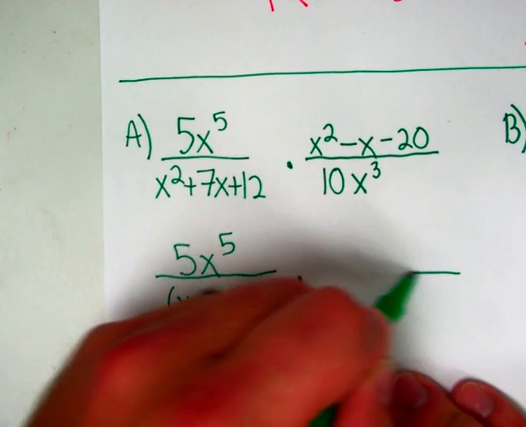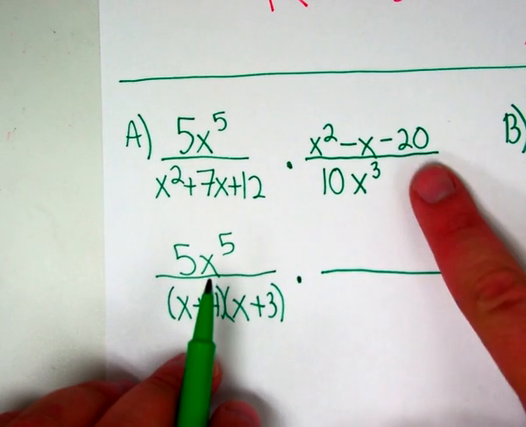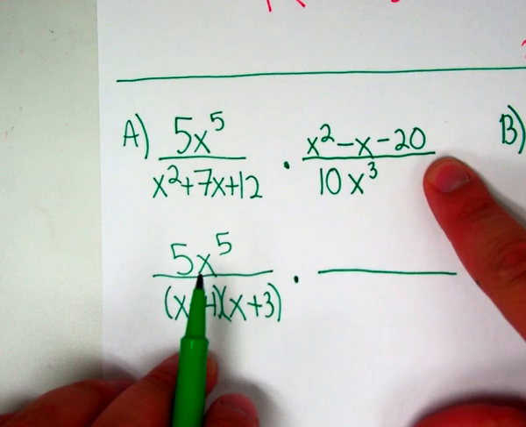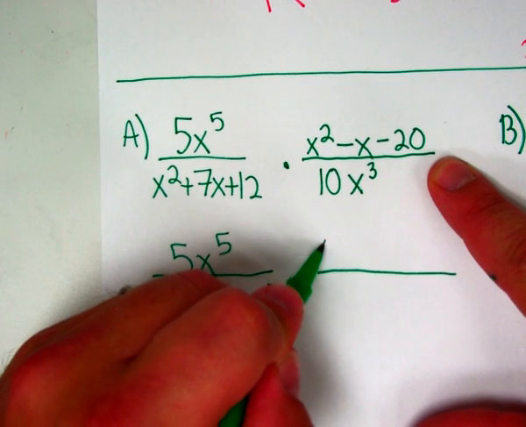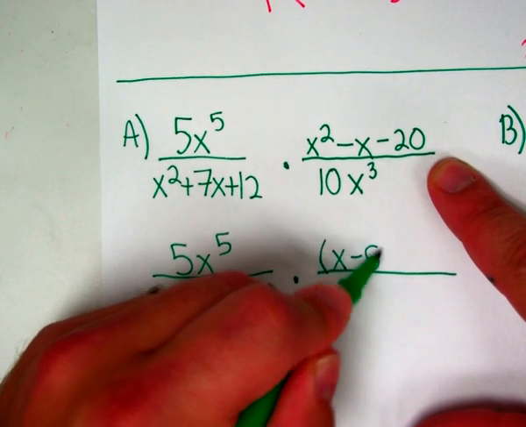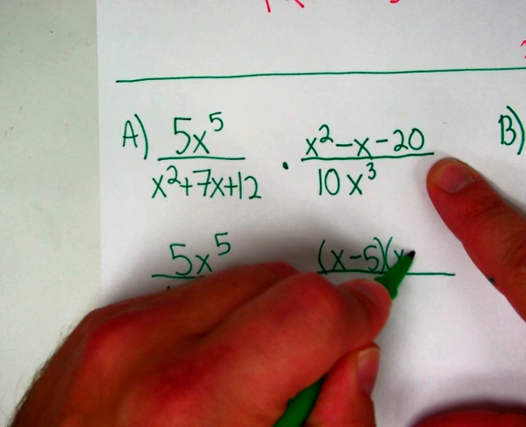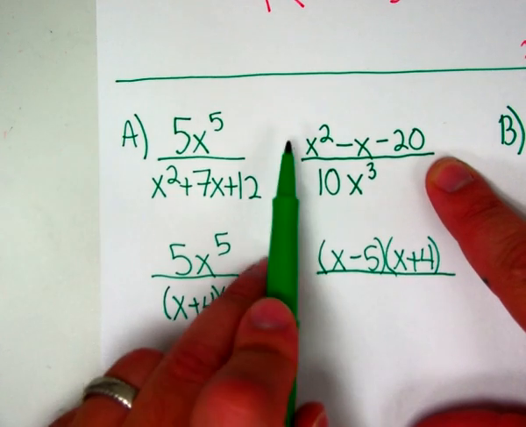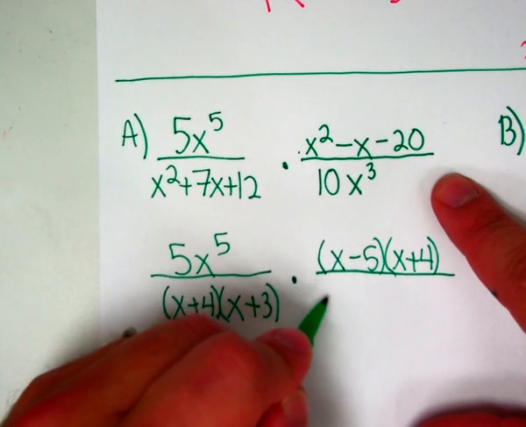Multiplied by, for the top part, x squared minus 10x minus 20, we're going to change this to an x minus 5 and an x plus 4. Again, that's a trinomial with a leading coefficient of 1. And then here we have a 10x cubed.